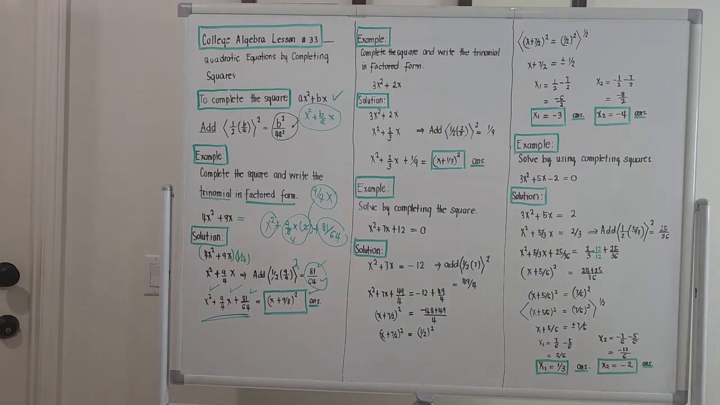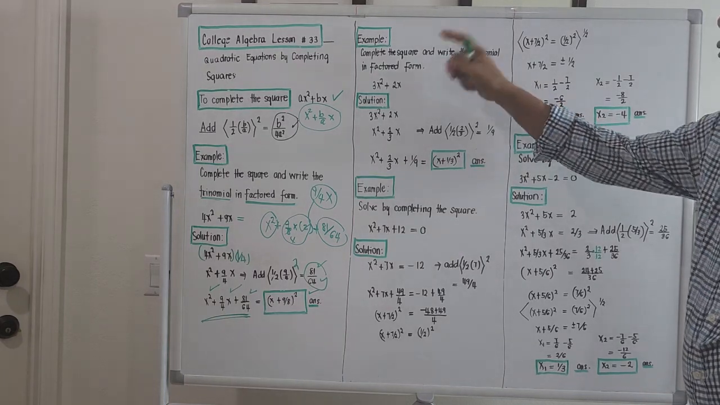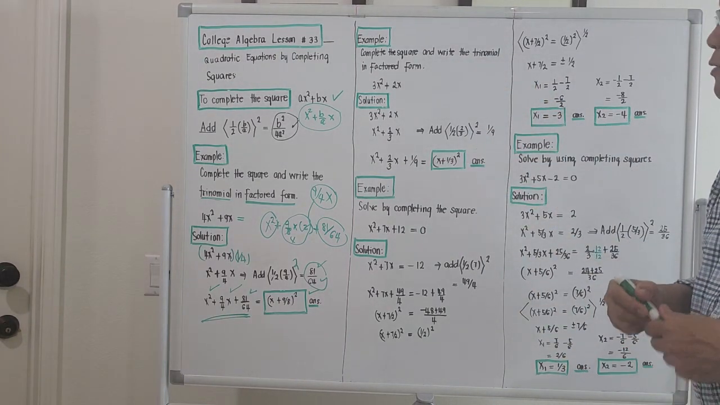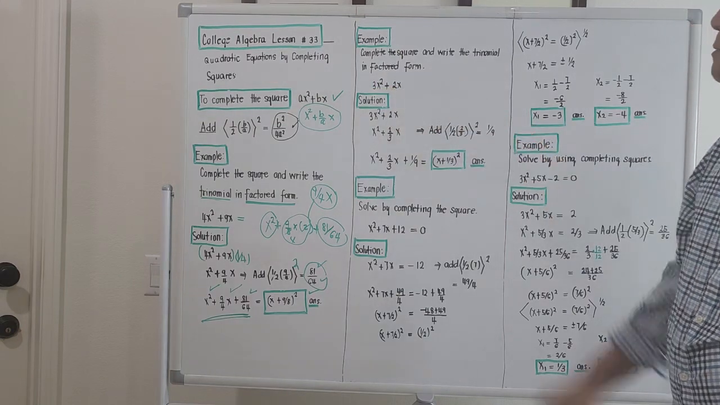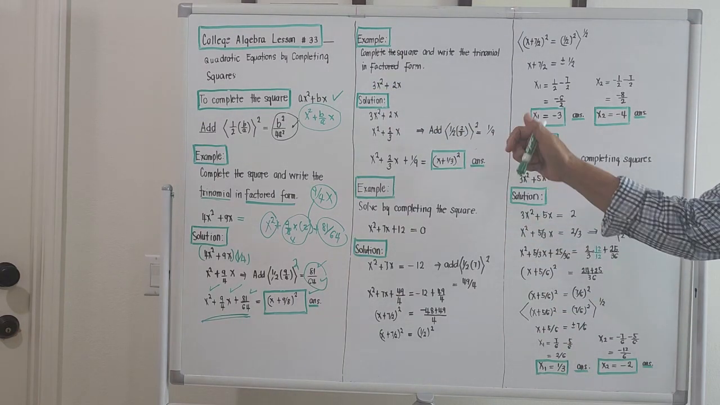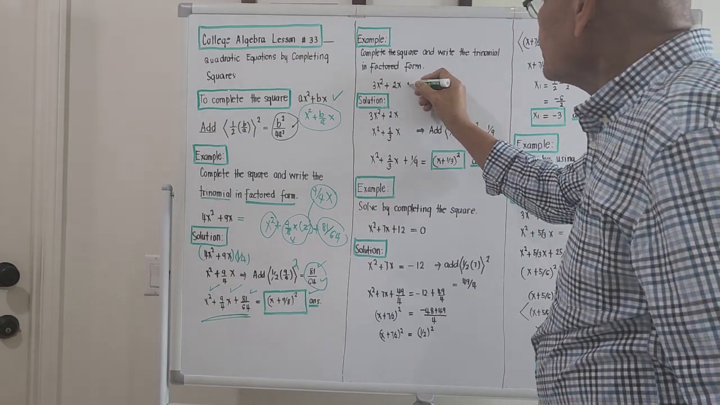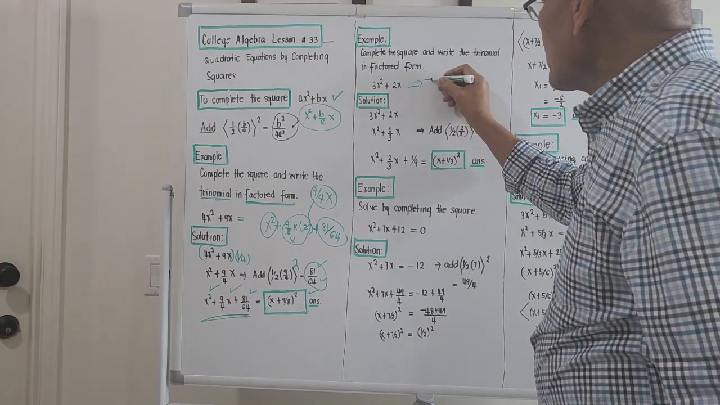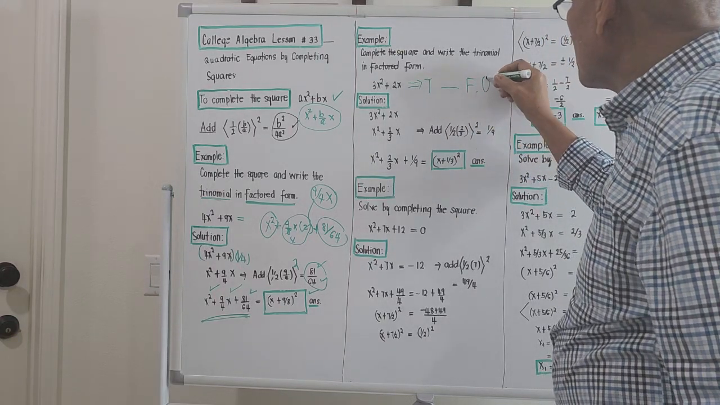Example number 2. Complete the square and write the trinomial in factor form. The given quadratic equation is 3x squared plus 2x. Okay? We are to bring out a trinomial over here. There should be a trinomial. Then we try to factor it. Right?